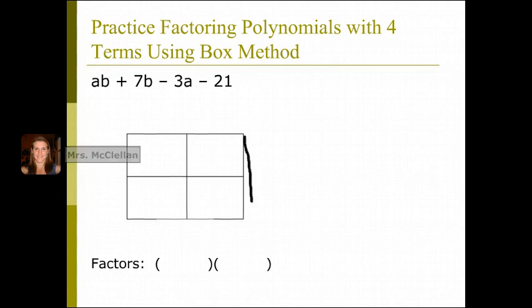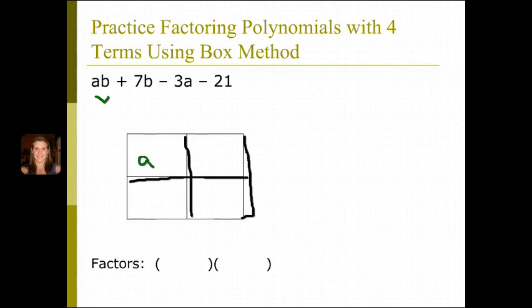Okay, so we've got a practice problem that might look a little different than what we've been doing up to this point. This practice problem has two different variables. We have an a and a b. However, we're going to go about it the same way. You put your first term in the first box, our last term in the last box, and our middle two terms just fill in the empty corners. So 7b and negative 3a.